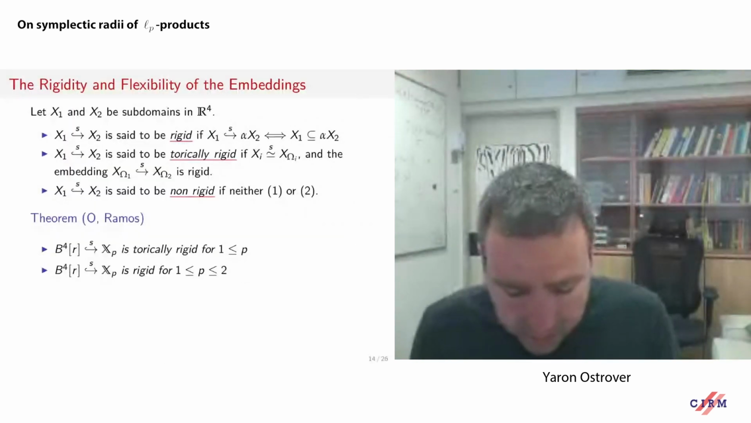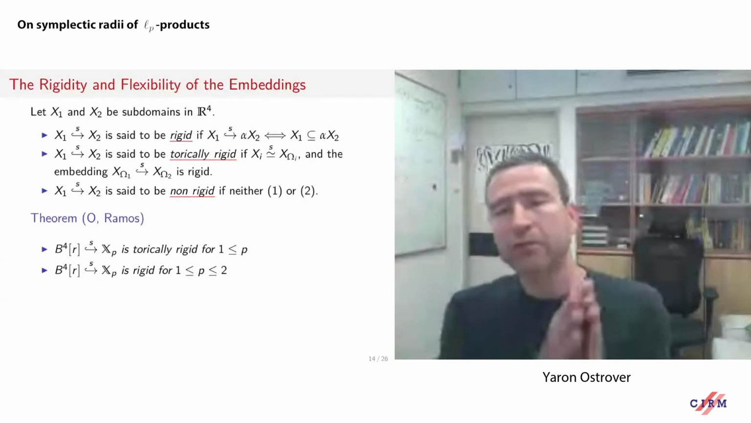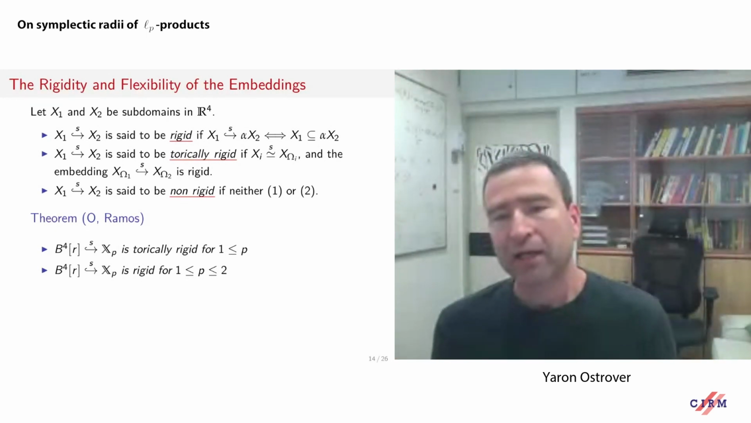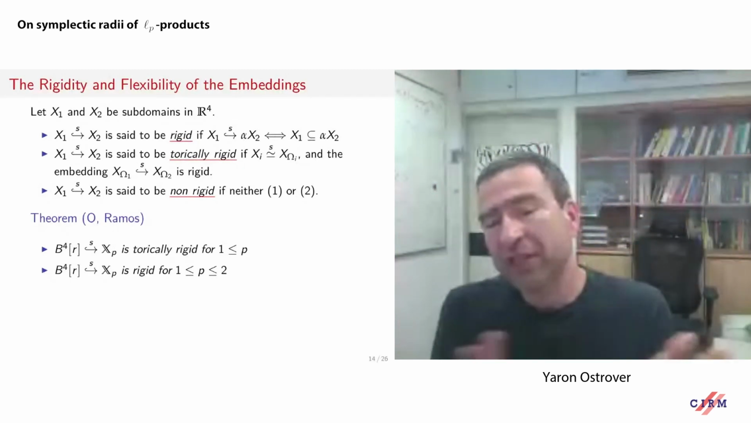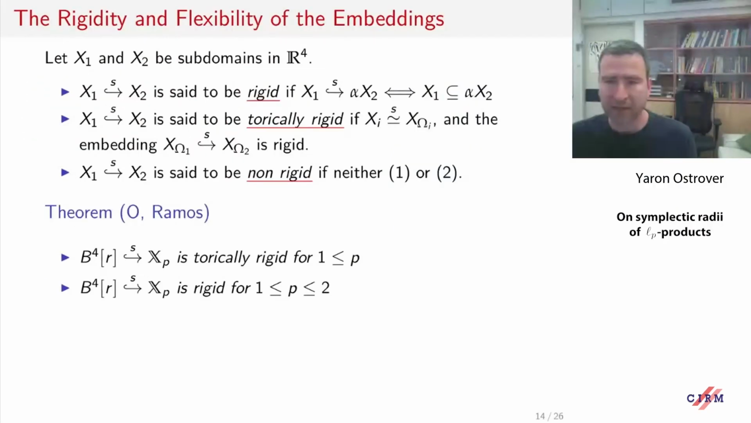And we can say a little bit more about the symplectic embedding problem. We know that in terms of the inner radius, the symplectic inner radius, we have rigidity between 1 and 2, and torical rigidity for every p that is greater than 1. So between 1 and 2, there is nothing that can be done other than the inclusion. Okay. And when we move to the toric picture, there is just nothing that can be done starting at p equals 1.